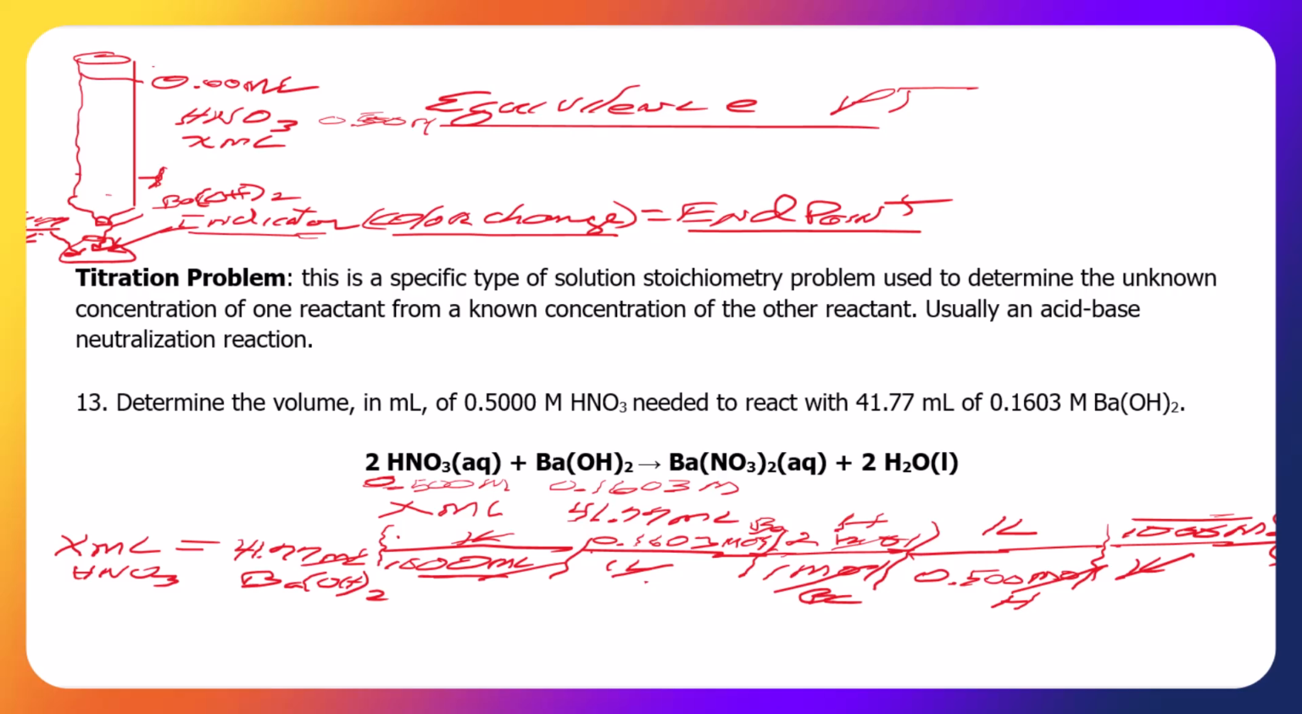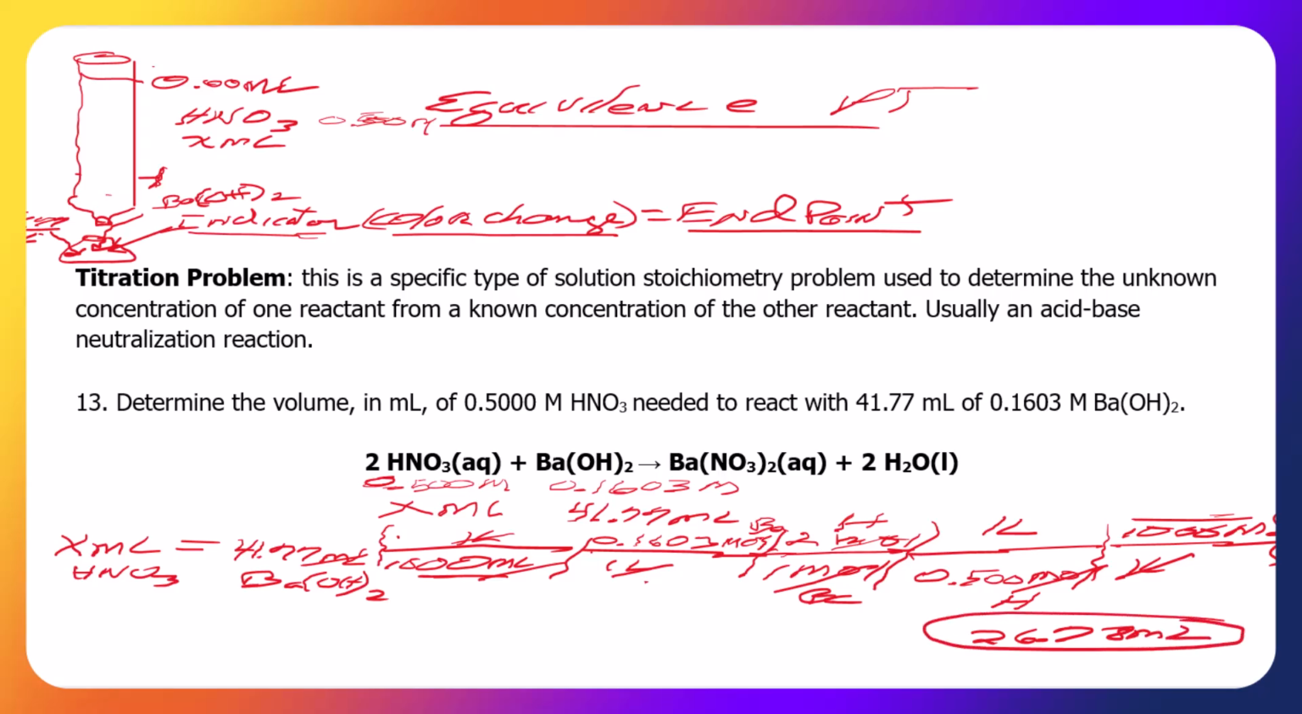0.1603 molar, moles, and then times 2 divided by 1, and then divided by 0.5, and that should be all I need, which gives me 26.78 milliliters. So my answer is 26.78 milliliters. Okay.